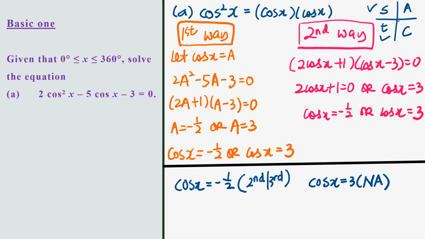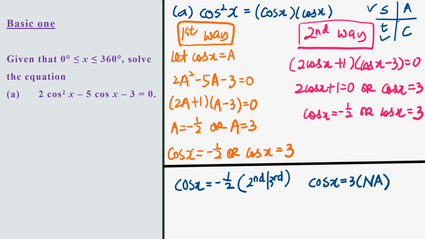Yes, so cosine x equals 3 will not be applicable. If you remember, we have learned the shape of y equals cos x: the maximum value for y is 1, and the minimum value for y is negative 1. So cos x equals 3 is out of the range. That's why it's not applicable. Right, so let's get back to cos x equals negative half.